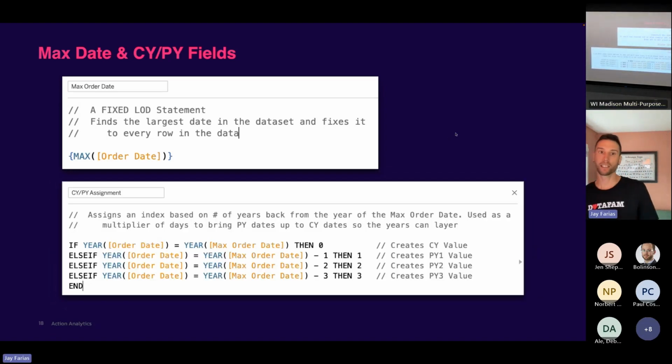Next, we need to create a field classifying every date value as either a date in the current year, a date in the prior year, or however far back you want to go. We return integers here to utilize in a downstream calculation. So it's simply: if the year of the order date equals the year of the max date, then that's 0, the current year. If the year of the order date equals the year of the max order date minus 1, then that's 1 year back, and then 2 years back, 3 years back.